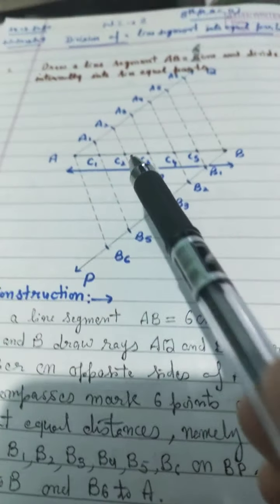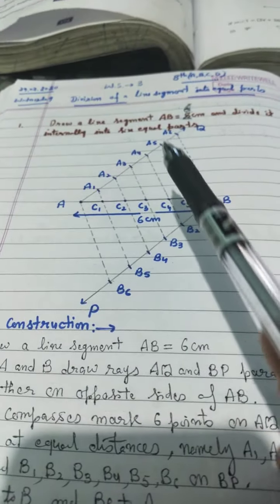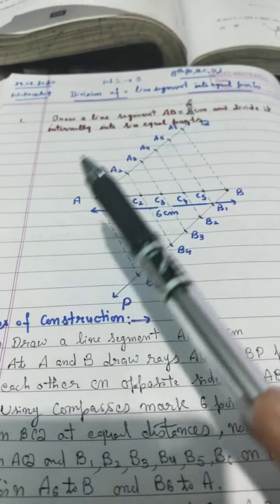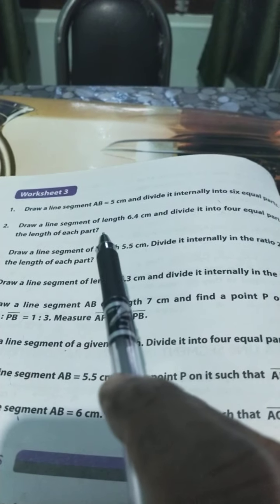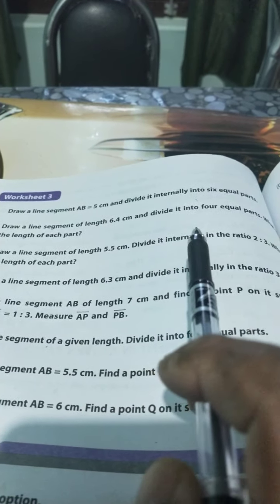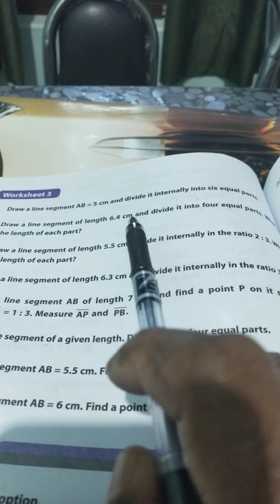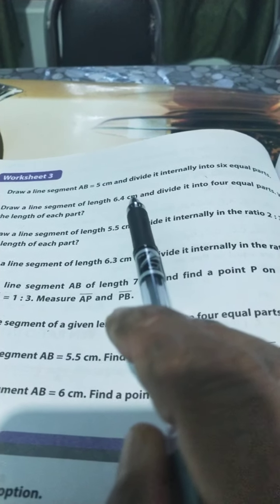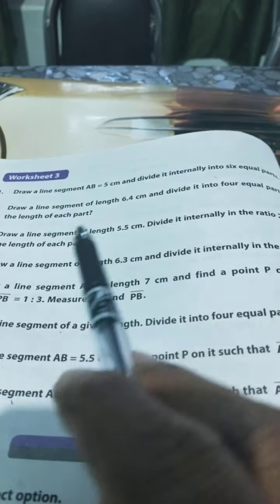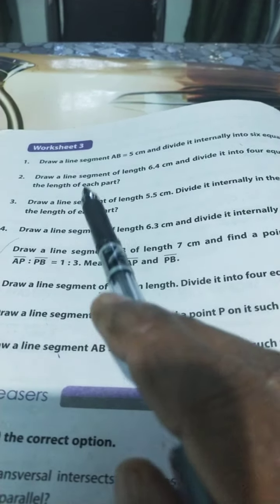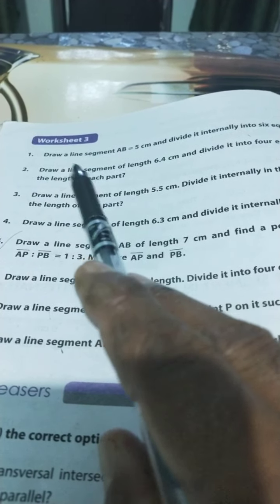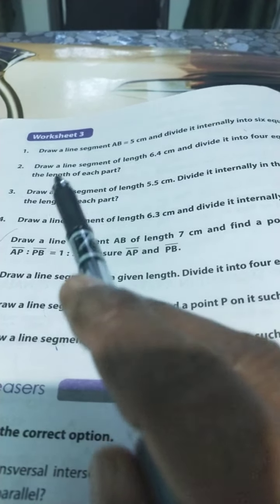All the distances will be the same. In this way we can divide a line segment into 6 equal parts. This is the first question of your worksheet 3rd. Now I go for the second question: draw a line segment of length 6.4 cm and divide it into 4 equal parts. This is also similar to question first. So please, these questions will be your homework. Today I have taken questions 1 to 4. I take question first and 3rd, and 2nd and 4th will be your homework.